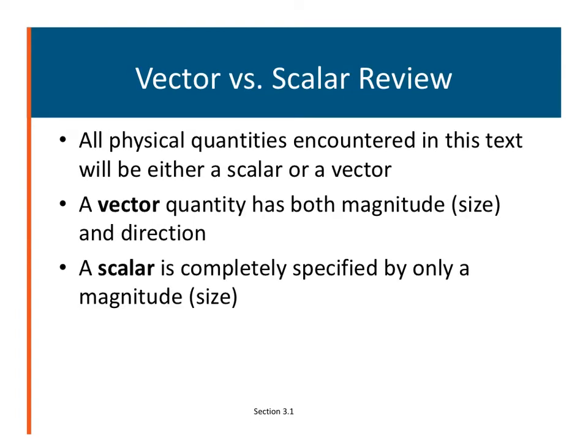So just a quick review here. Vectors and scalars. All quantities that we talk about in physics here will either be a vector or a scalar. A vector has both magnitude and direction. A scalar is completely specified by only a magnitude, or just some number. So examples of vectors would be displacement, velocity, acceleration. Scalars would be time, distance, speed, and so on and so forth.